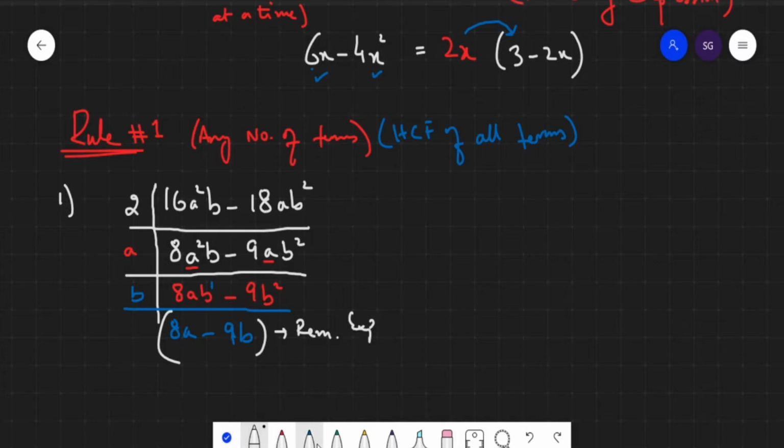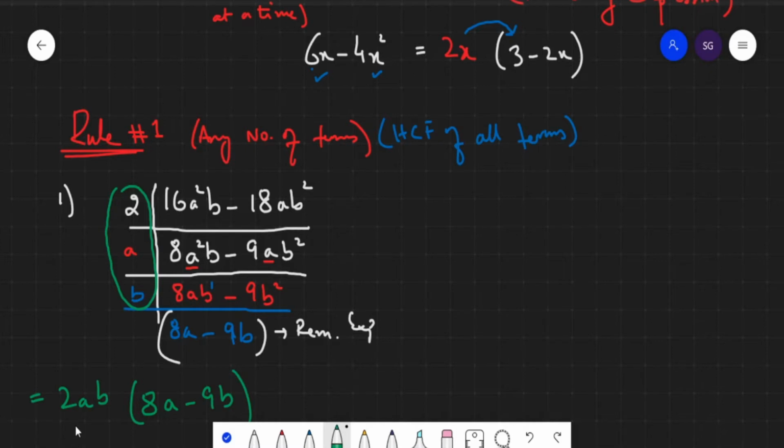And our HCF is the product of all these numbers outside that you see. So guys, HCF is 2ab times the remaining 8a minus 9b, and that's your factorization done. How easy is that?